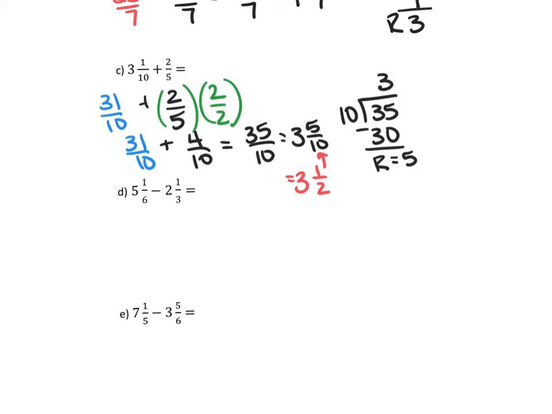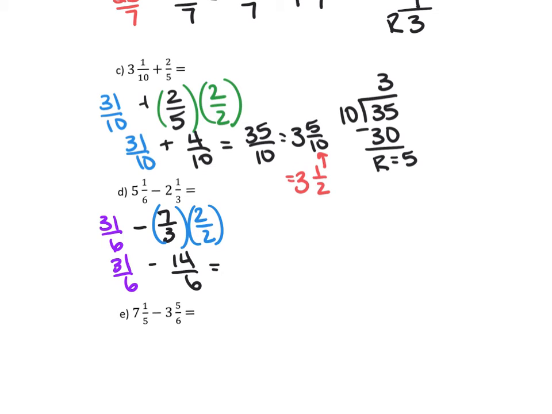5 1/6 minus 2 1/3. Convert them to improper fractions again. 5 times 6 is 30, plus 1 is 31. 31 over 6 minus 2 times 3 is 6, plus 1 is 7, so that's 7 over 3. Now I need to convert to common denominators, so I'm going to multiply this one by 2 over 2 to get them both to 6's. 31 over 6 minus 14 over 6. 31 minus 14, 17 over 6. So 6 will go into 17 2 times. That's 12. The remainder is 5. So this is equal to 2 5/6.